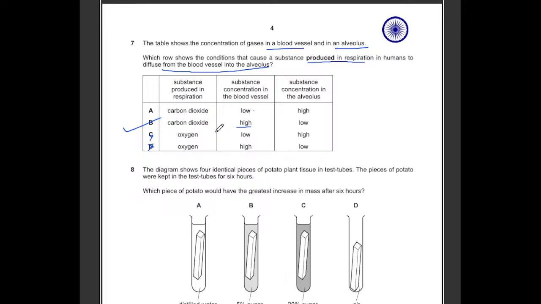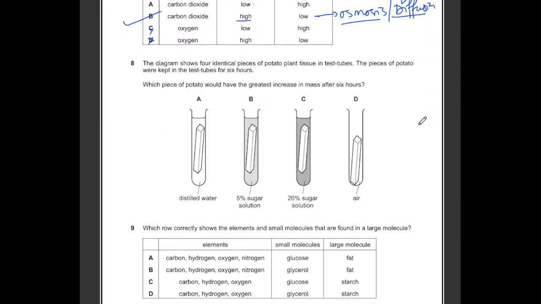I hope you got this answer here. Osmosis is one of the factors, please remember this. Osmosis or diffusion is something which goes from higher concentration to lower concentration. Here it is about gases, so it's about diffusion. Okay, moving to the eighth one.